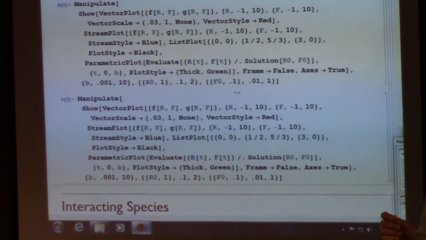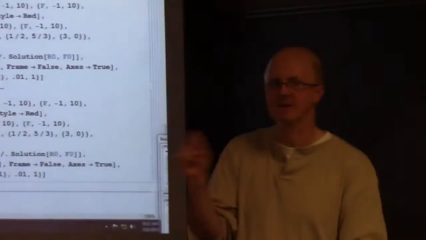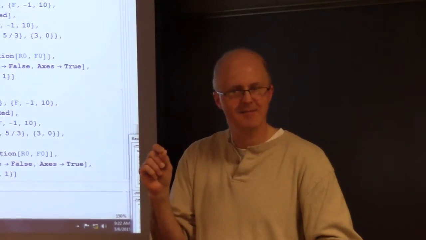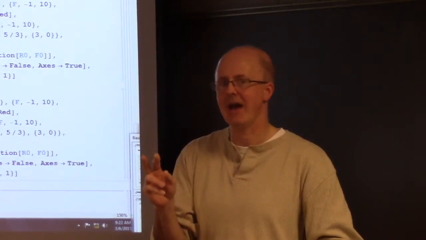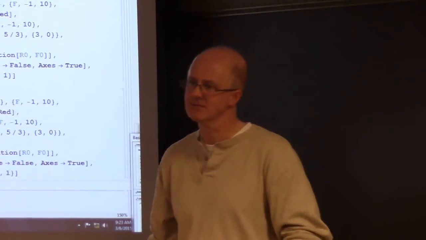Sometimes it's nice to change initial points in the plane, not by moving two separate sliders, but maybe by moving some sort of two-dimensional slider. So you can change them both at the same time. Now there are a couple ways you can do that. The way that's my favorite is to use something called the Locator command.